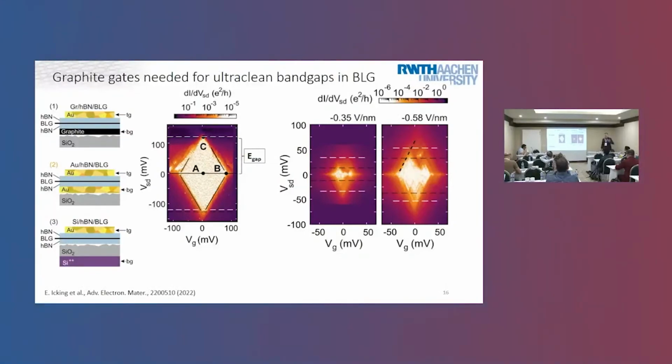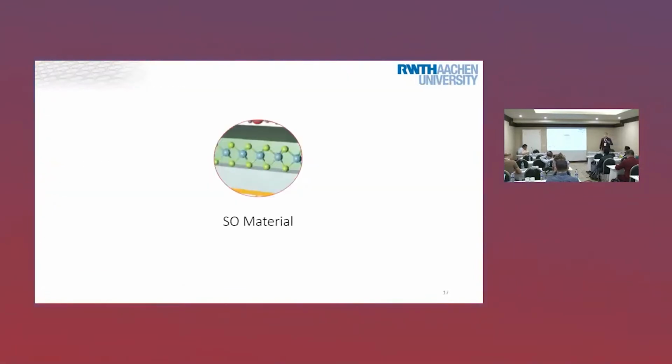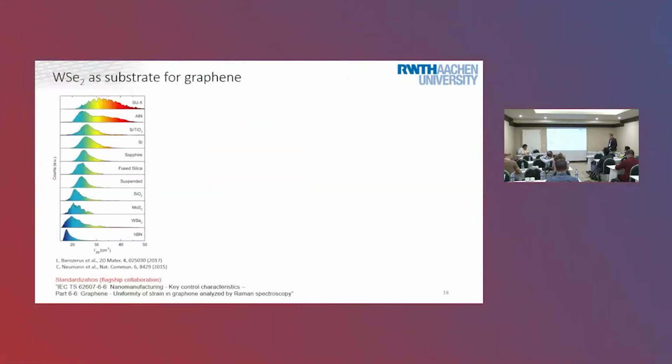Okay, I've addressed the spin hosting material, I've addressed the gate material, now let's address the SO material. Here we find a measurement of the 2D line widths of the graphene placed on different substrates.